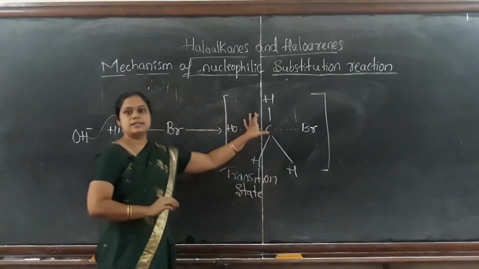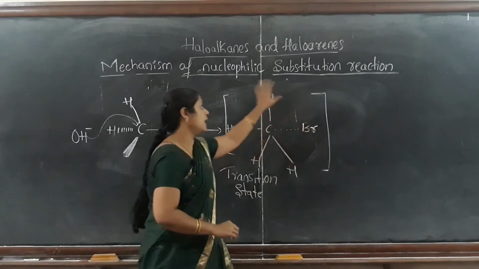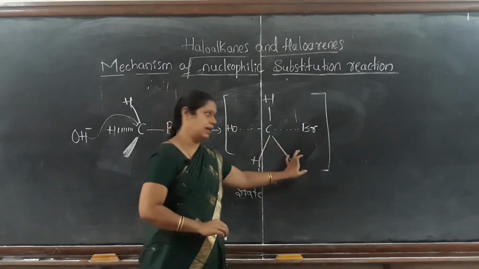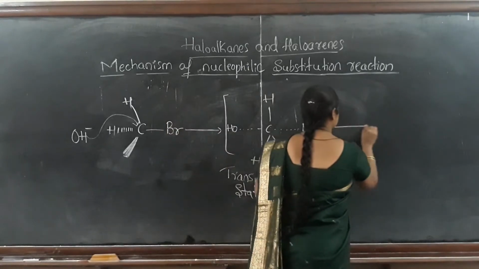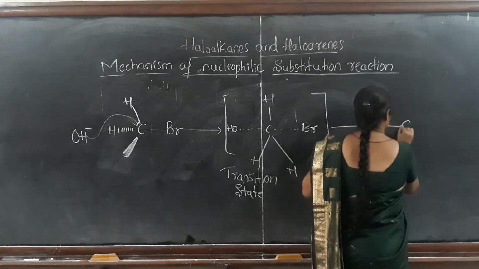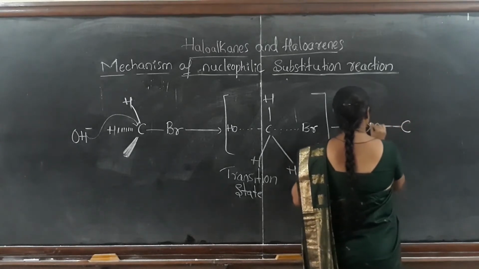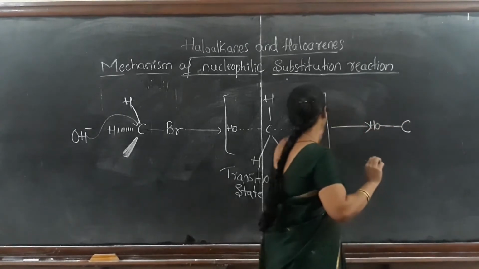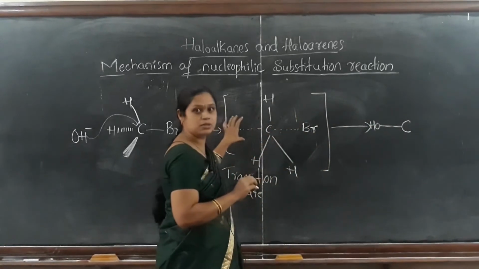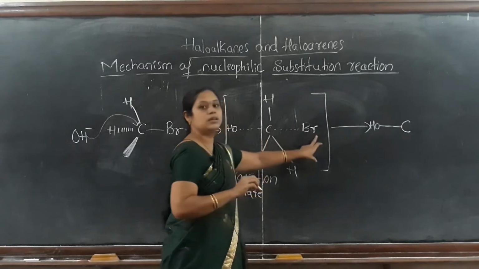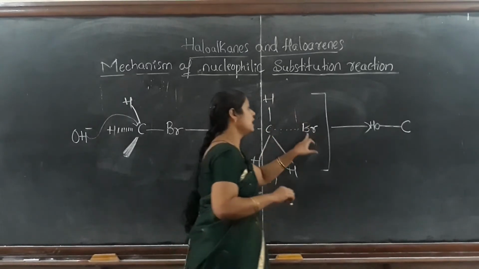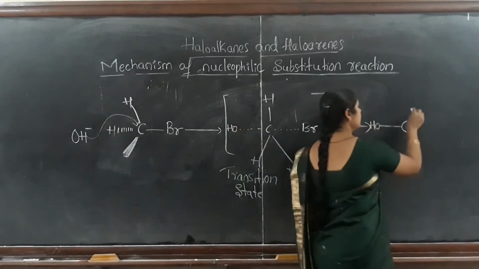Here you can see five atoms are attached to the carbon, hence this is unstable, we cannot isolate it. Next we get a product where carbon has a bond with OH. When the carbon and OH bond becomes strong, the carbon and Br bond weakens and breaks, and Br is the leaving group.